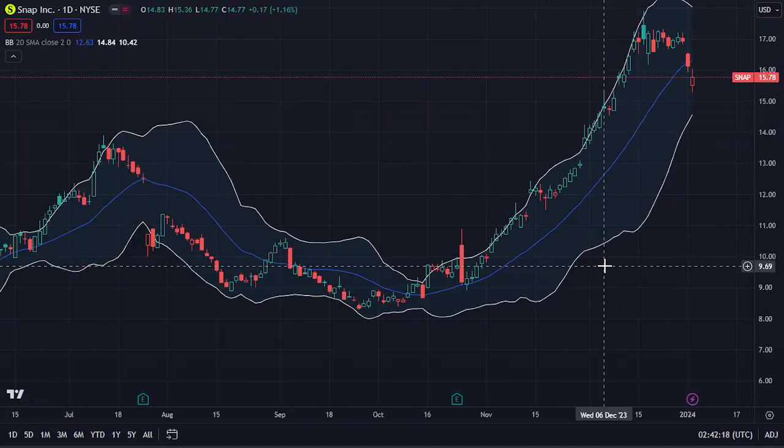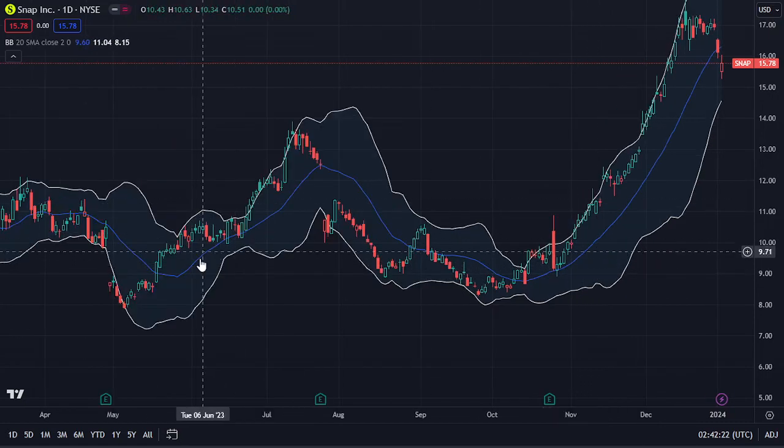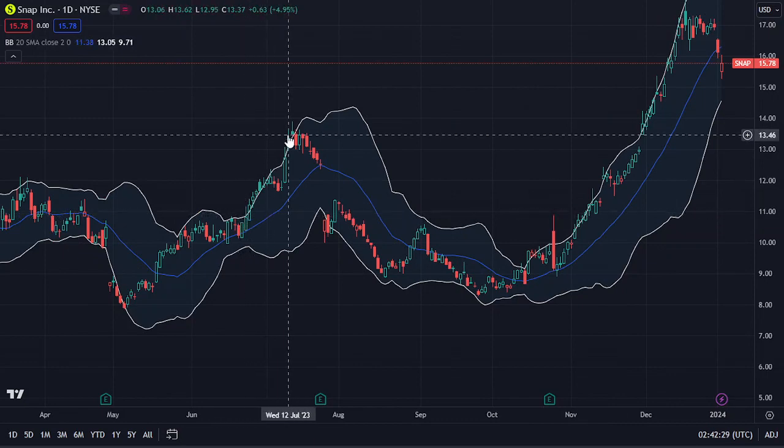oversold. Although that's the traditional meaning of the Bollinger Bands, as you can see from this chart, a lot of times when it hit the top, which is meant to be overbought, if you sold, you would have missed a nice rally.